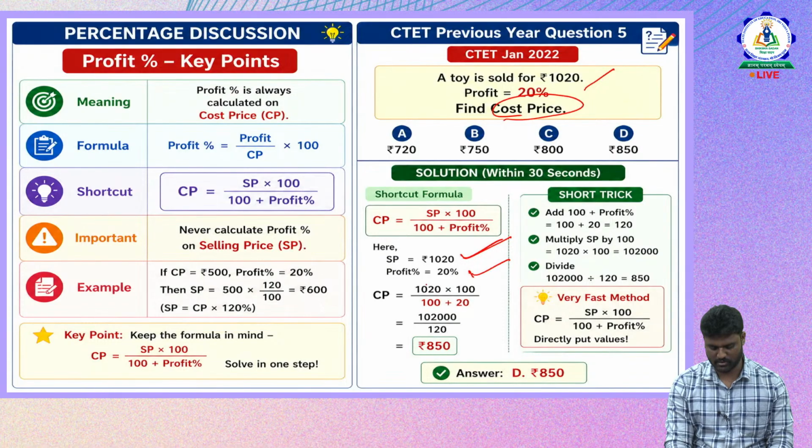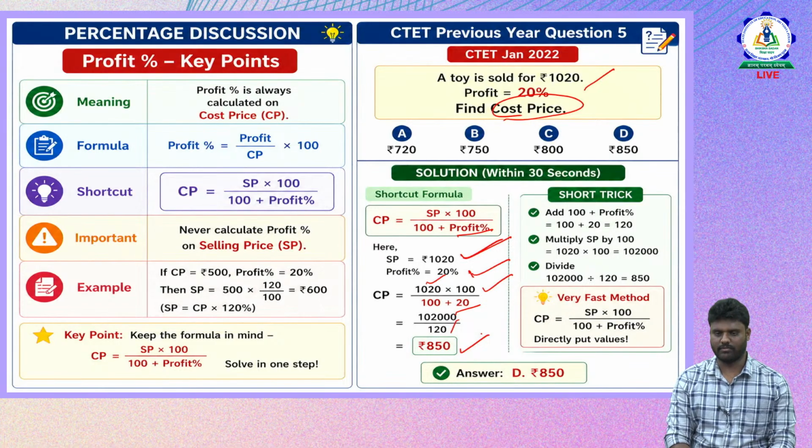So the selling price is 1,020 rupees, multiplied by 100. The profit percent is 20. When you simplify this, we'll get 850 rupees.